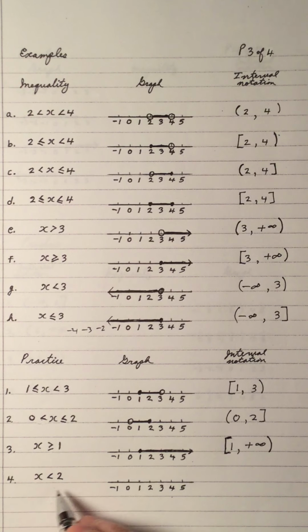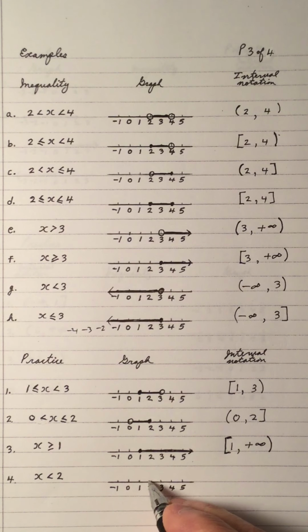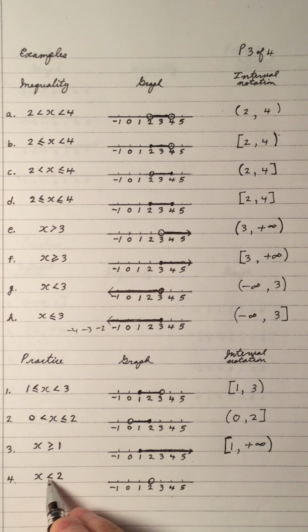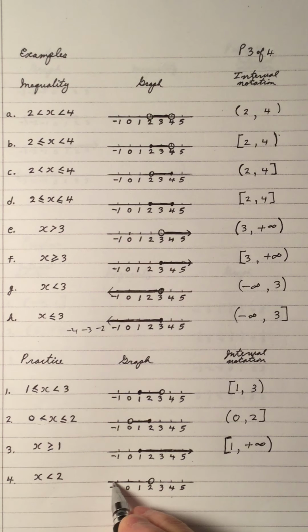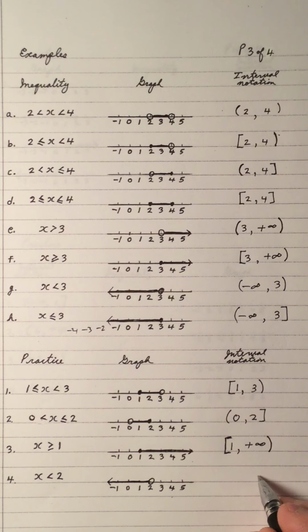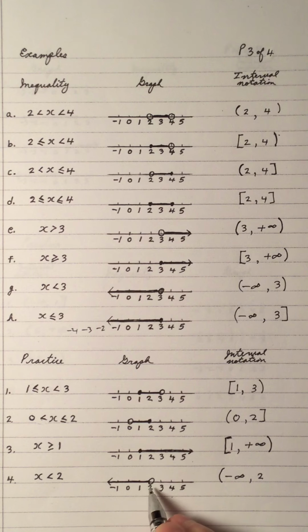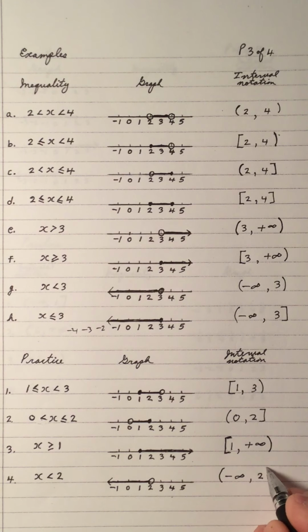And number 4, x is less than 2. 2 starts it, so there's no equal sign, just less than, not equal to. So it's a hollow dot at 2. And notice it's pointing to the left, so there's left. So there's the graph of that inequality. And 2 starts it, and it's going to negative infinity, so it's got to be on that side. So there's 2 going to negative infinity. Negative infinity is always open. And 2, there's no equal sign, so that's open.